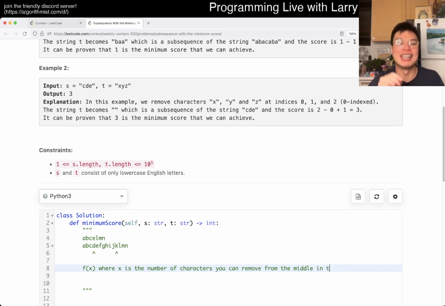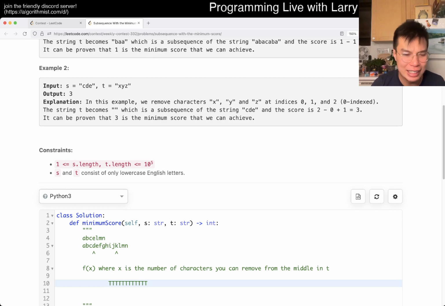Sorry, give me a second. If you remove 6 characters and you still can get S as a subsequence, then 7 is going to be true, right? What I mean by that is that if you remove 6 characters, you can remove 7 characters and it will still be true. You can remove 8 characters and it'll be true. You can remove 9 characters and it'll be true, right? So this looks like this, where the T stands for true.